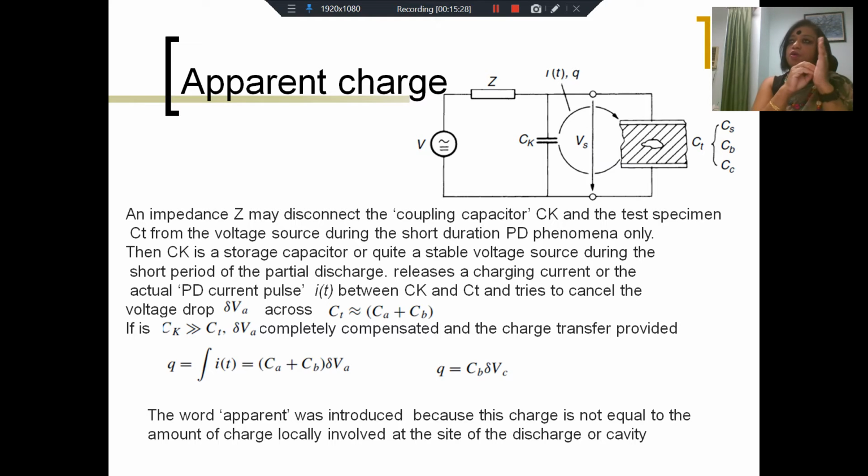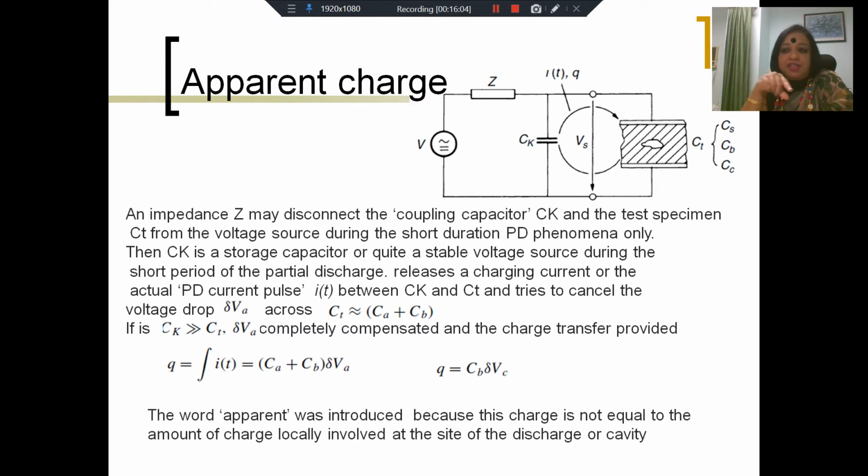This will correspond to a certain quantity of charge at the discharge location, and if we knew the size and parameters, so that we could estimate Ca, Cb, Ct, Cc separately, we would certainly be able to find the exact correlation between Q and the actual charge. However, we don't have the information necessary to obtain this correlation. So what we will do is we will go by the quantity of charge that is supplied by the coupling capacitor due to the discharge happening inside the test specimen.